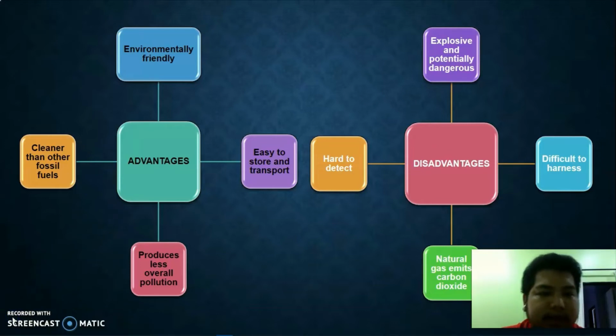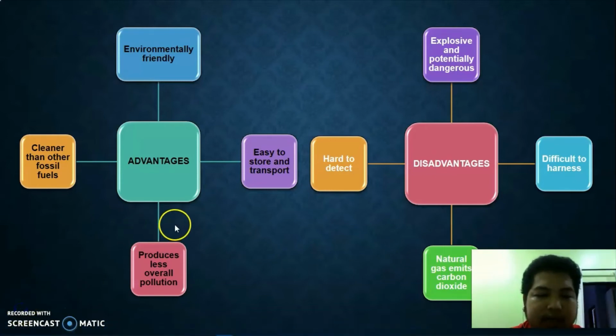Okay, second is cleaner than other fossil fuels. Natural gas produces roughly 50% fewer emissions than coal when it burns. Thirdly, easy to store and transport. Natural gas is lighter than gasoline or oil. With a smaller transportation carbon footprint, natural gas can be easily transported via ships, tankers, and pipes.